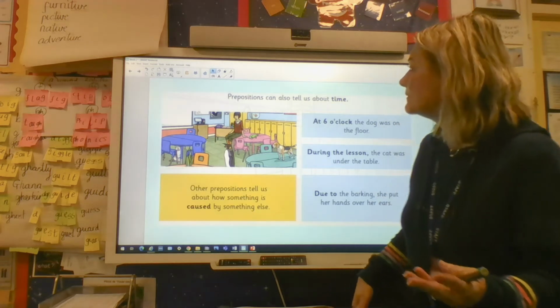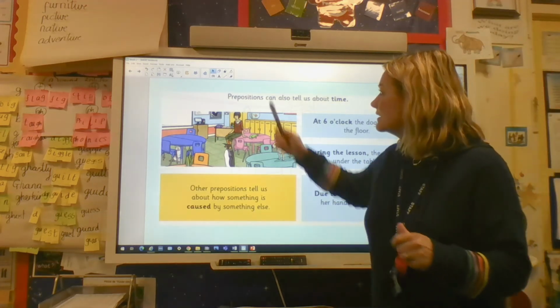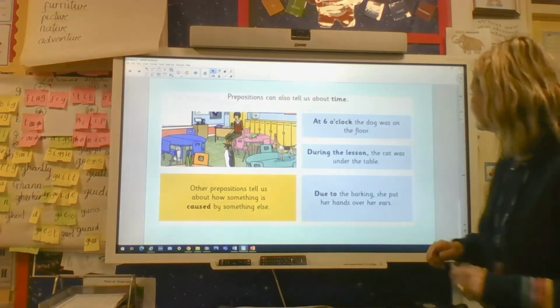So these are all prepositions, but when we think of a preposition, the easiest thing to think about is how you describe where something is.